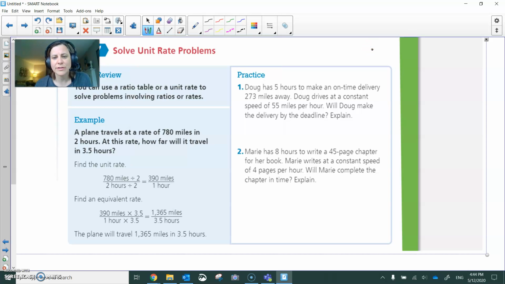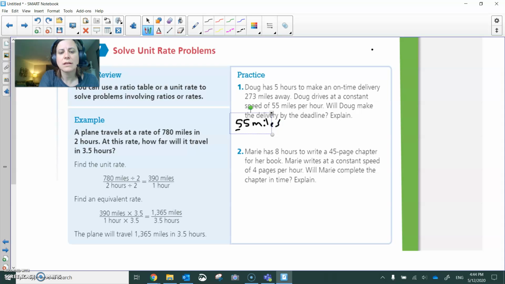Doug has 5 hours to make an on-time delivery 273 miles away. Doug drives at a constant speed of 55 miles per hour. There's your unit rate: 55 miles in 1 hour. Oops, why do I keep doing that? H-O-U-R. There we go. Okay, so what we definitely know is he has 5 hours.